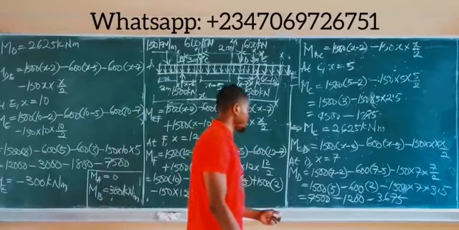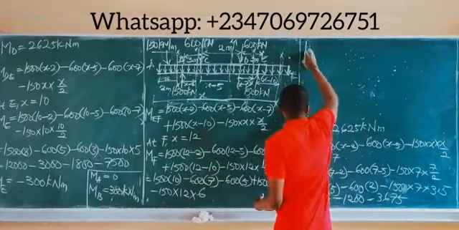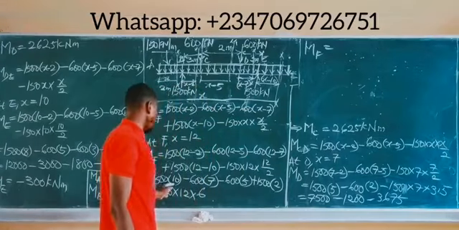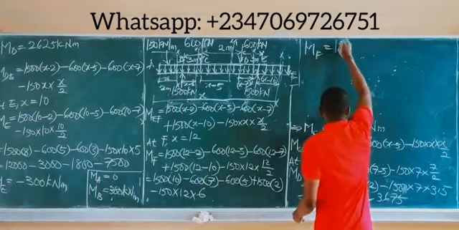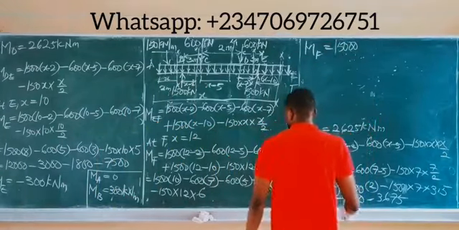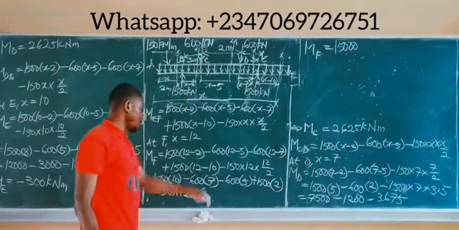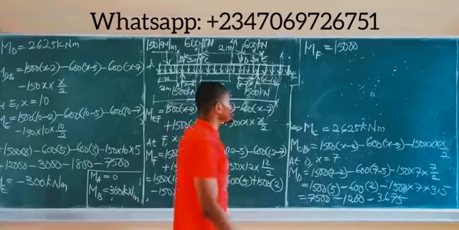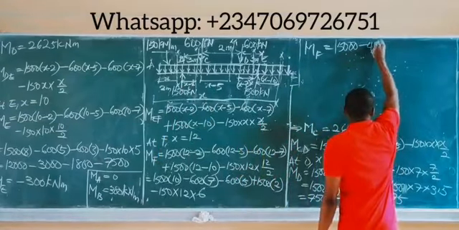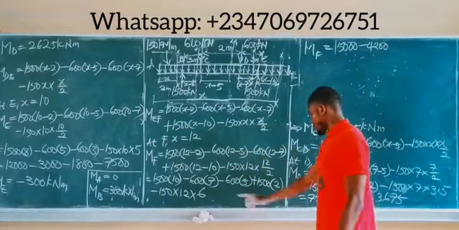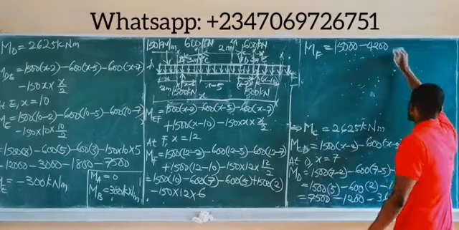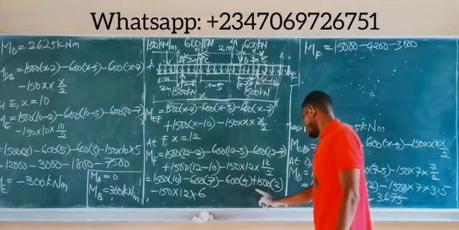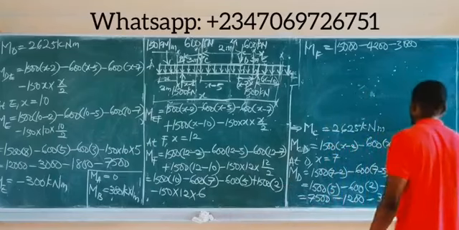This is 7. So moment at F is now equal to 1500 times 10 gives us 15,000. Then we'll have 600 times 7, which is 4,200, so that's minus 4,200. 600 times 5 gives us 3,000, minus 3,000. Plus 1,500 times 2 is simply plus 3,000.